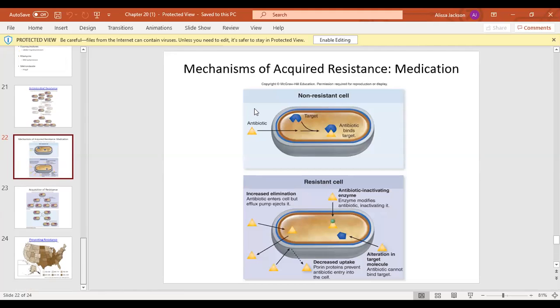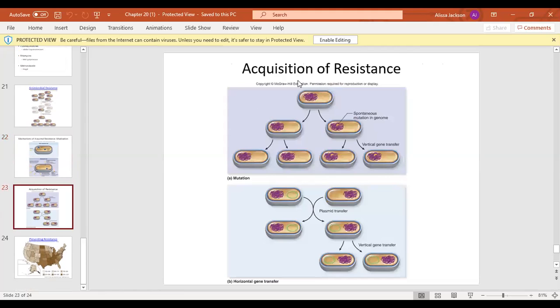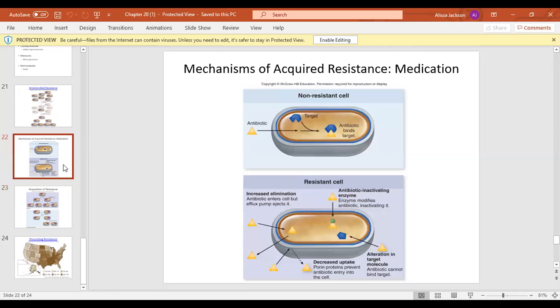And then let's see. Another way to acquire resistance is through plasmids that might have antibiotic resistance, right? Or just random mutation that then gets passed on to daughter cells. So that's mutation and horizontal gene transfer. I also think that would be a good short answer: how do bacteria become antibiotic resistant, or medication resistant?